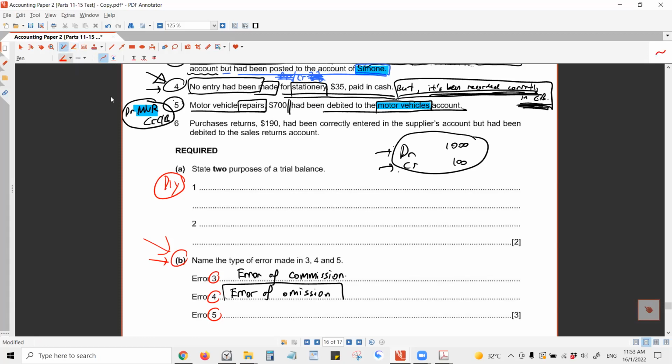Both the wrong and correct account belong to different categories of item. There are two different kinds of things. This is NCA, this is expense. Therefore, this is an error of principle, the other way around from commission. Error of commission and error of principle, they are the other way around. So write error of principle.